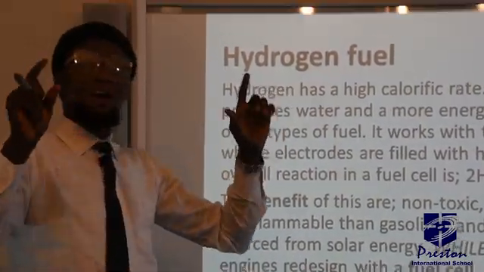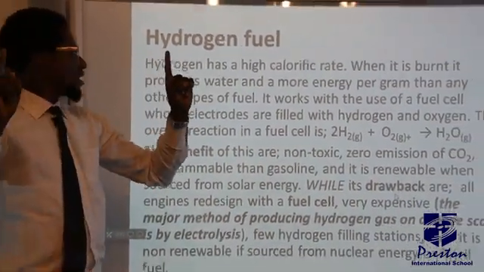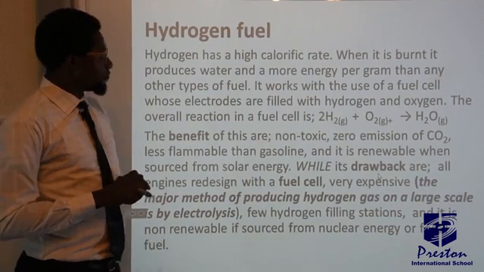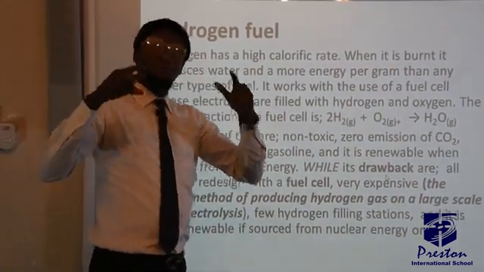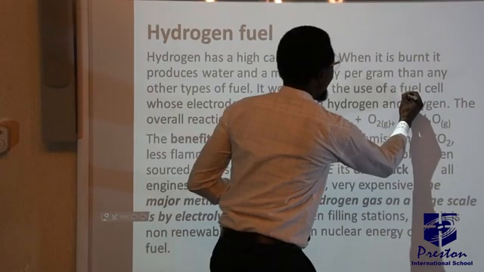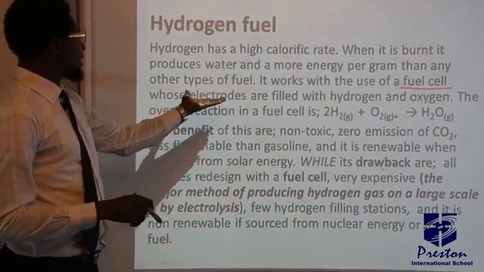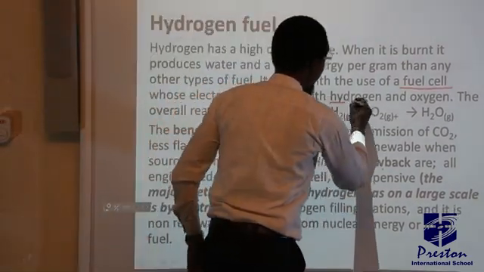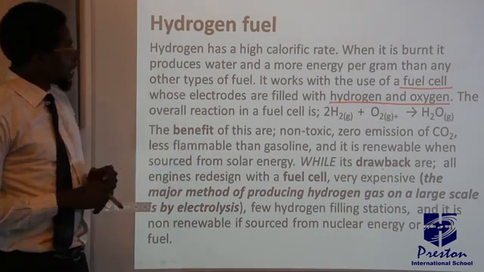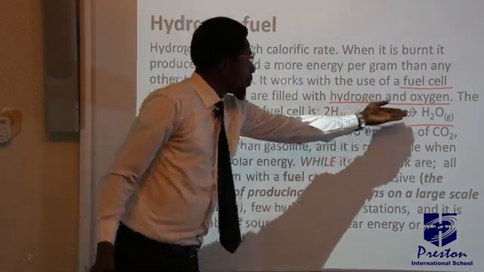That's just because it has a very high calorific power. When this hydrogen is burnt in air, it produces water. And not only water, it produces more energy per gram than any other type of fuel. Before you can have hydrogen fuel working for you in all our vehicles, there is need for us to have what is called a fuel cell. These are questions you may be asked in IGCSE. This fuel cell has electrodes, which must be filled with hydrogen and oxygen. Then you might be asked to write the overall reaction of the fuel cell using hydrogen fuel. This is our overall reaction.